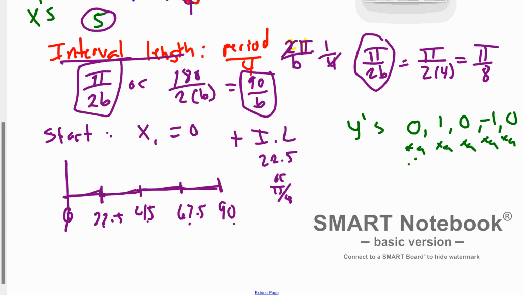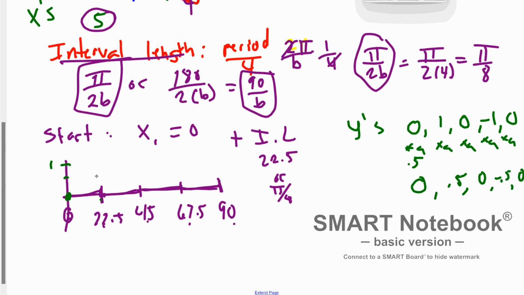So my a is 0.5. What's 0 times 0.5? 0. What's 1 times 0.5? 0.5. 0 times 0.5 is 0. -1 times 0.5 is -0.5. And 0 times 0.5 is 0. So now these are my 5 y's that go with these 5 x's. 0 with 0, then 0.5.